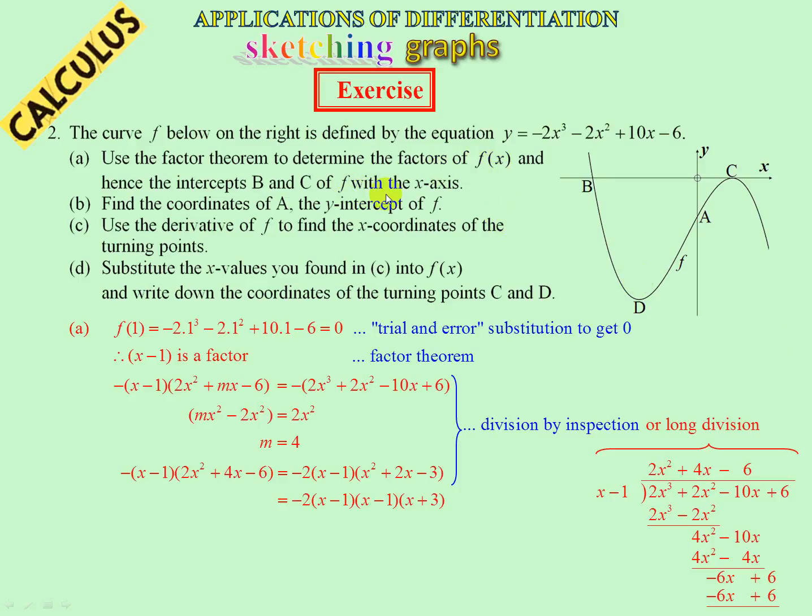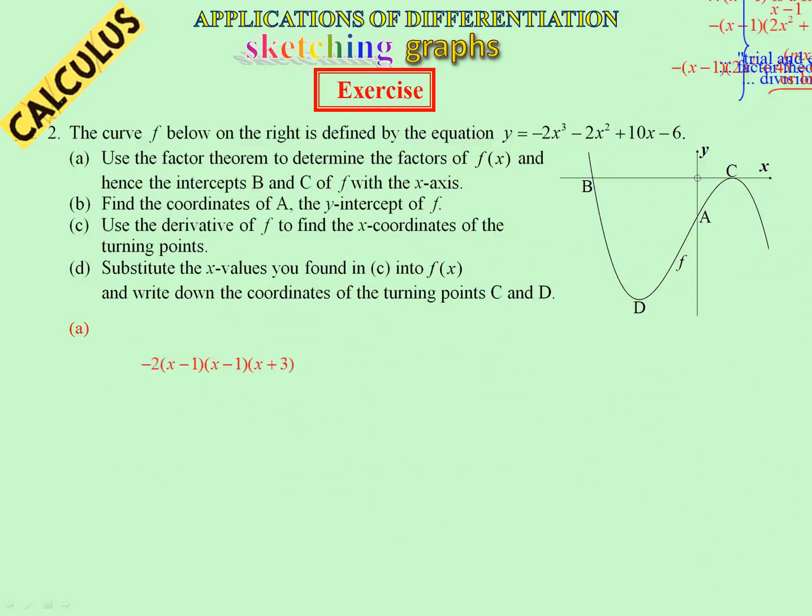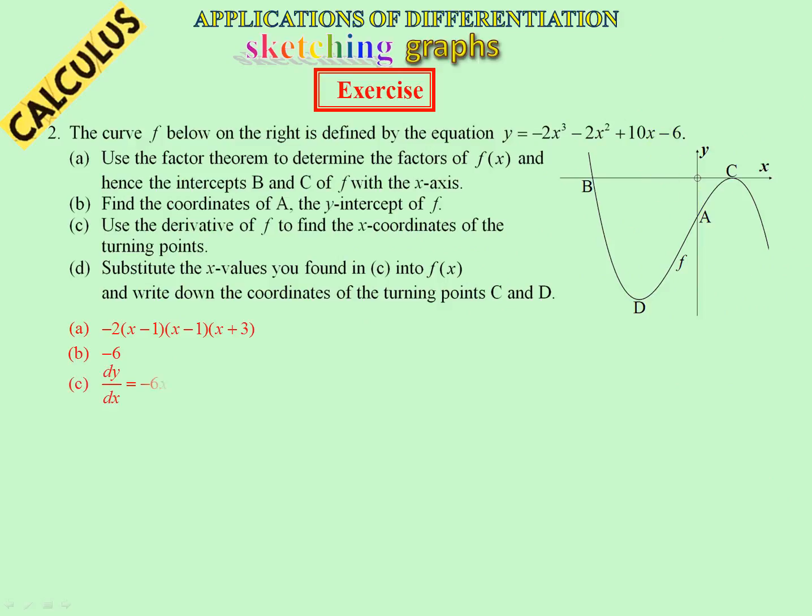Now we can find the intercepts of f of x with the x-axis, because if that's equal to 0, well, I've missed that, sorry. The intercepts are 1, 1, -3. Y-intercept -6.